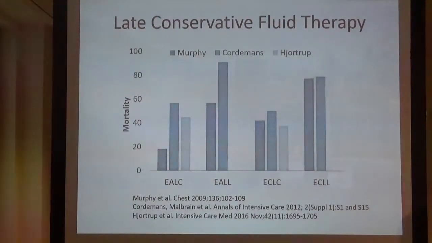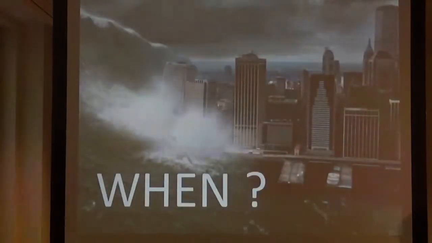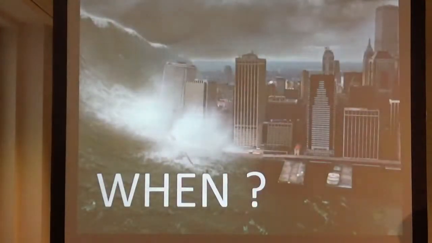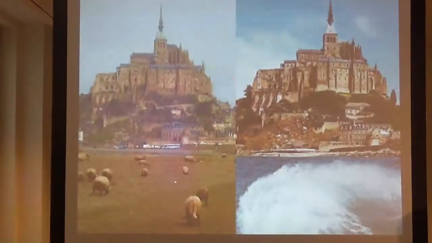And as you can see in the few literature data available, the late conservative part maybe plays a more important role than the early aggressive one. So we should by all means avoid fluid accumulation. So then the next question is when? When should we think about doing something about fluid overload?